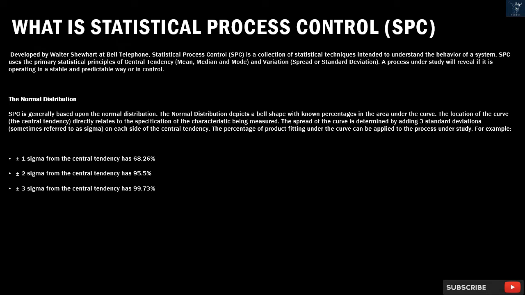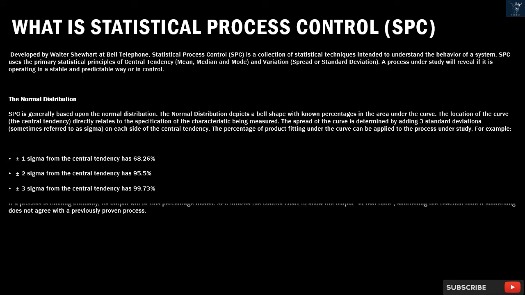For example, plus or minus 1 sigma from the central tendency has 68.26%, plus or minus 2 sigma from the central tendency has 95.5%, plus or minus 3 sigma from the central tendency has 99.73%. If the process is running normally, its output will fit this percentage model. SPC utilizes the control chart to show the output in real time, shortening the reaction time if something does not agree with a previously proven process.